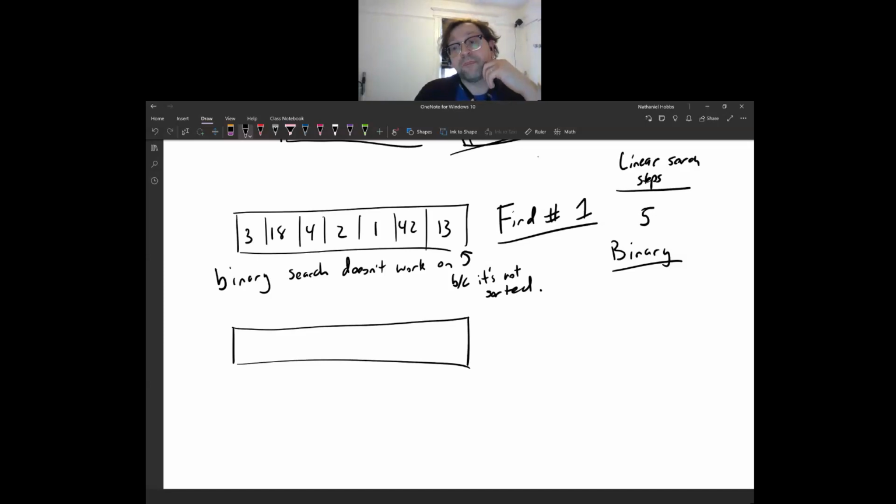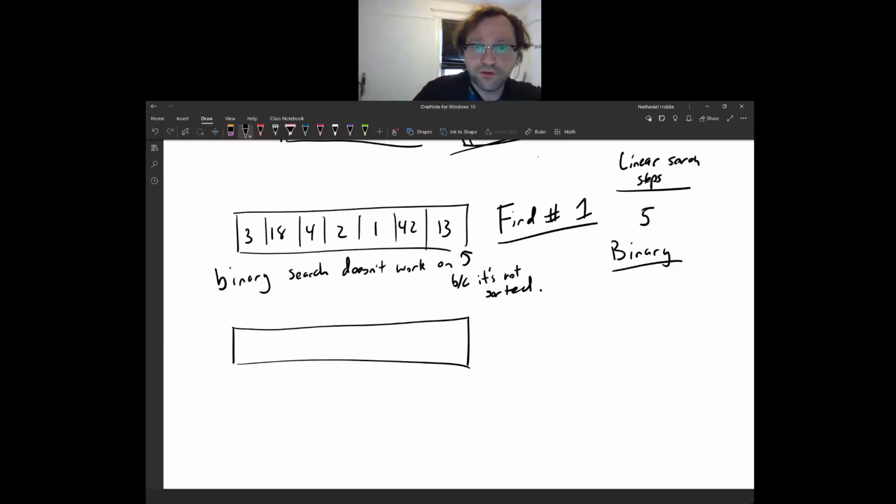Which type of search is faster? It depends. The quick answer is binary search. Binary search is faster, but the data needs to be sorted, and sorting takes time. So if you need to sort and then search, then the linear search is faster.